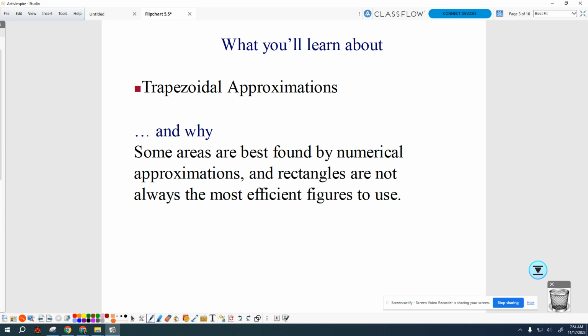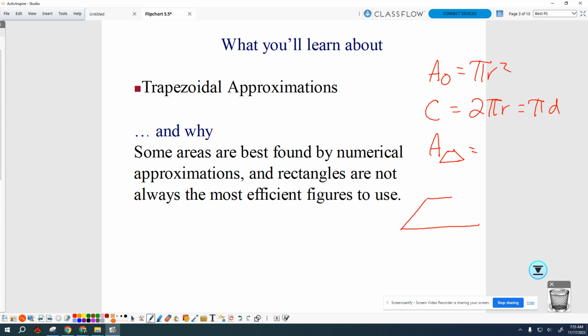What's the area of a circle? Pi r squared. What is the circumference of a circle? 2 pi r or pi d. Happens to be the derivative of the area. Area of trapezoid? Area of trapezoid is the sum of the two bases times the height, divided by 2.